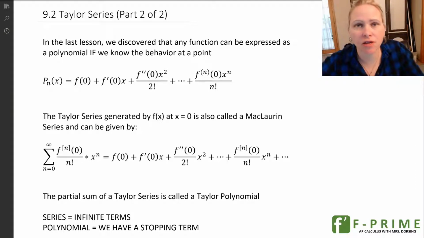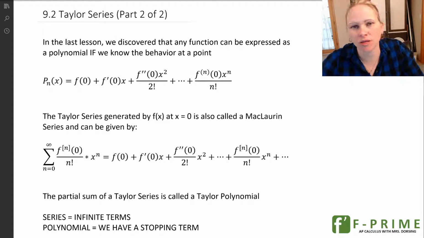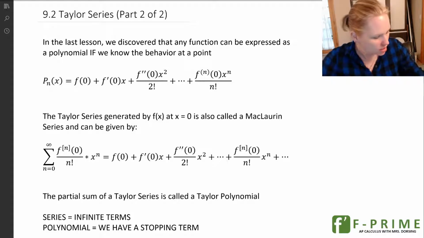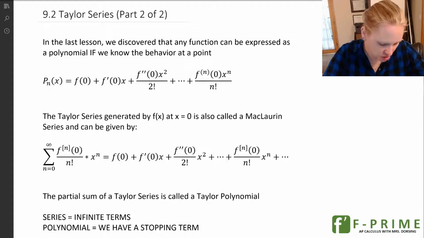We're going to continue talking about Taylor polynomials and Taylor series. And really the difference is a polynomial stops at a certain spot, a series keeps on going and has an infinite number of terms. So in the last video we discussed how any function can be expressed as a polynomial if we know the behavior at a certain point. Now so far we've seen the behavior at 0 because that's a nice easy one to start with. We like zeros. And so at 0, we would have a function like this.